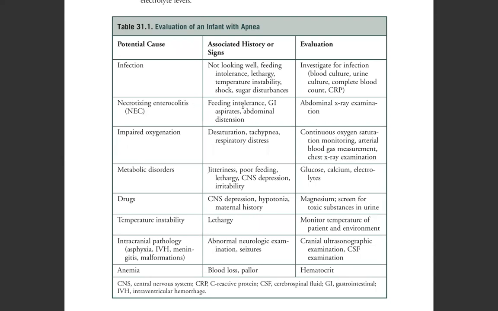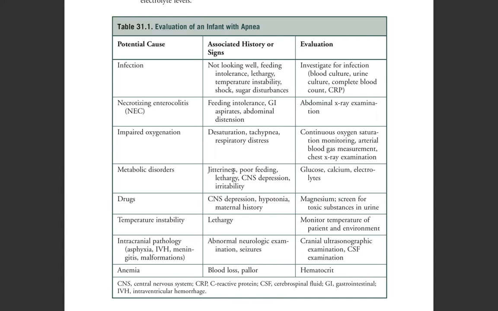N is necrotizing enterocolitis: feed intolerance, GI aspirate, abdominal distension. Get an X-ray, keep NPO, and start IV fluids and antibiotics. Okay. So N is done. Then M is metabolic disorders. Metabolic disorders are glucose, calcium, and sodium. Okay. So check these levels.